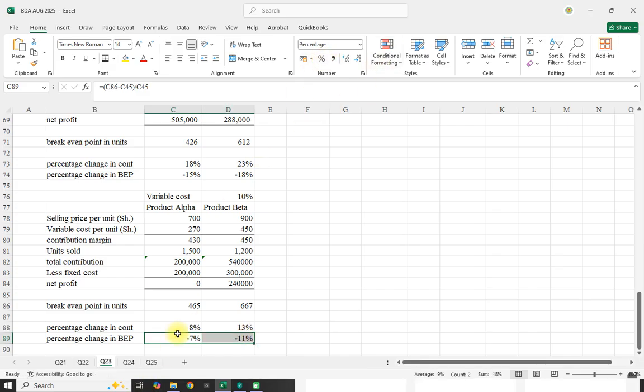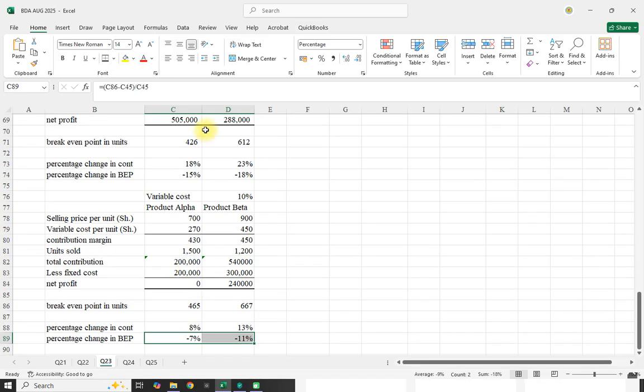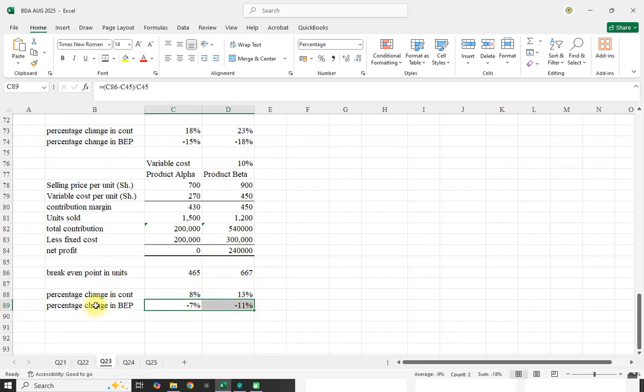So you'll find that if variable cost reduces, favorable, remember for the variable it will reduce. If variable cost reduces by 10%, break-even point will increase to 465. Remember here it was 426, it will increase, and this one will be 667. So percentage change contribution will increase by 8, and the other one by 13%, while the percentage change in break-even point 7%, and the other one it will reduce by 11%. That is if we change that.